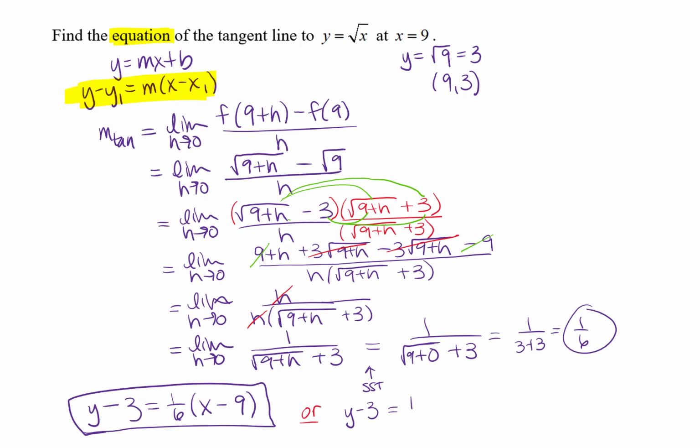Let's see, if I distribute through the 1/6, I'll get 1/6 x minus 9/6, which reduces to 3/2. And then maybe I want to write this in y equals mx plus b form. So from there, I would just add 3 to both sides of the equation. And so I'd get y equals 1/6 x plus, and then negative 3/2 plus 3 is plus 3/2. All right, so there's another form of the answer.